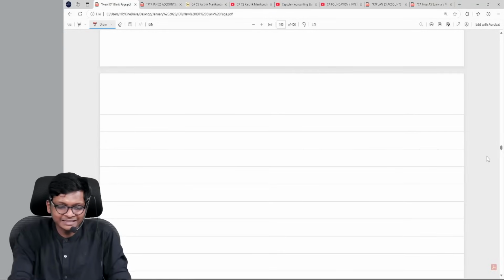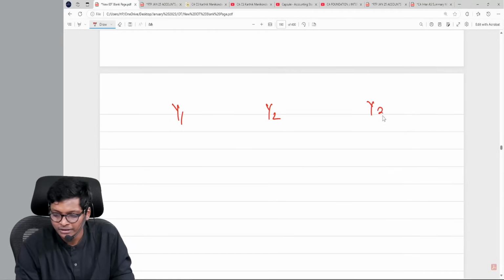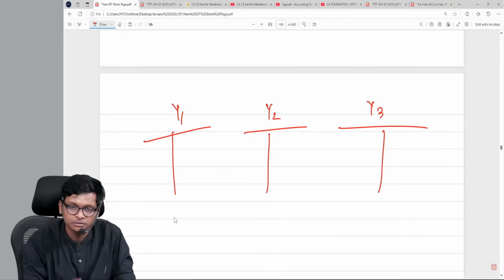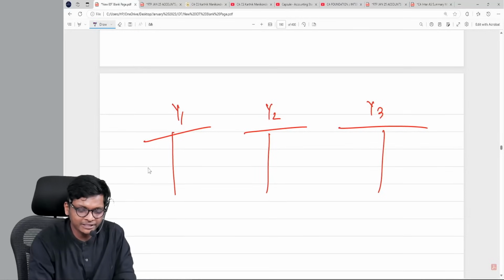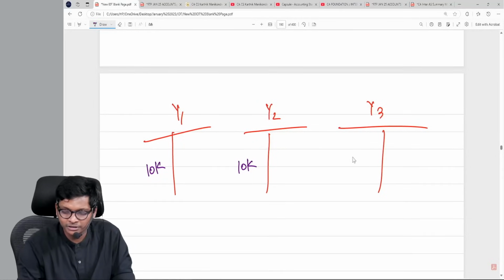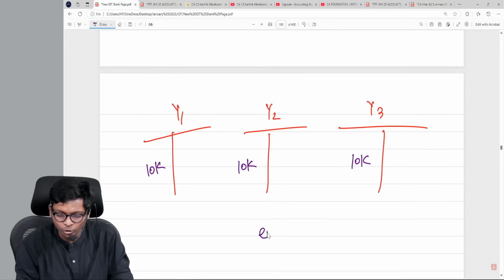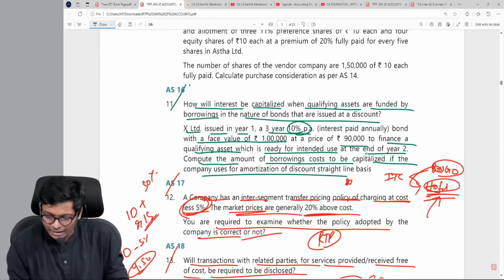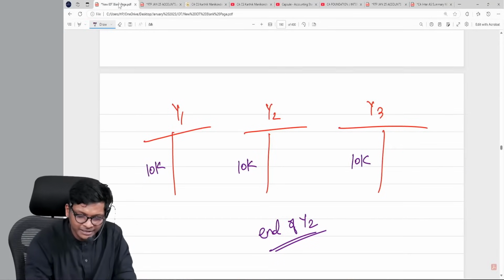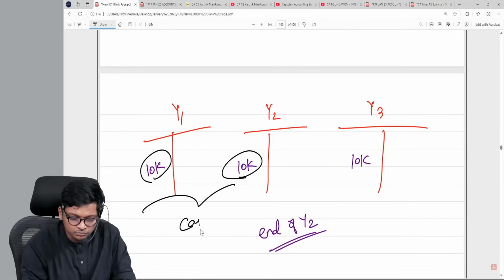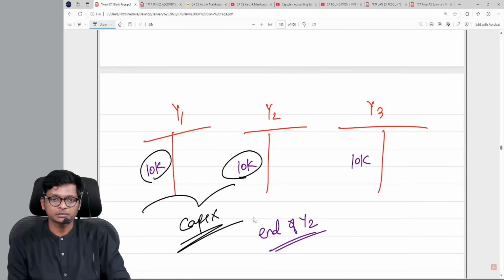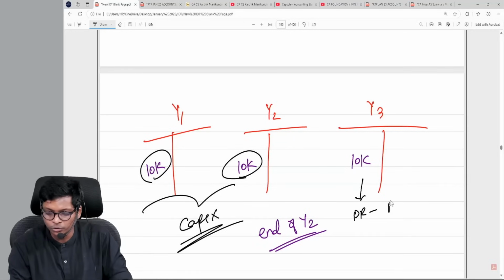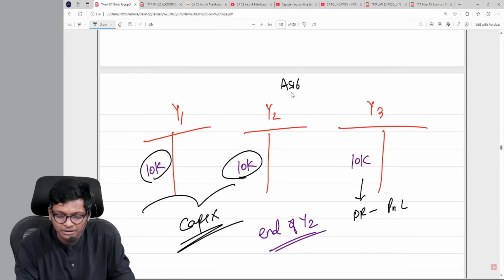Now, for all the 3 years, year 1, year 2, year 3, I'm going to incur interest. It's for 3 years. So, what is the interest for each year? 10,000, 10,000, 10,000. But construction is getting over at the end of year 2. How do you know, sir? You should have read the question. At the end of year 2, asset is ready for intended use. That means this 10,000 and this 10,000 I will capitalize. This 10,000 I will of course debit to P&L as per AS 16.